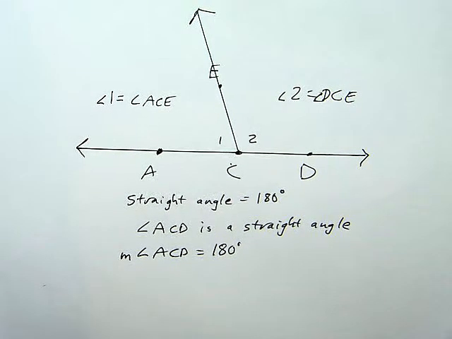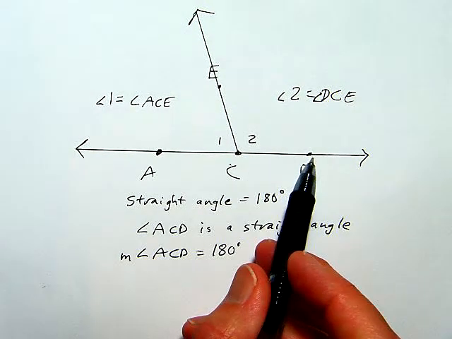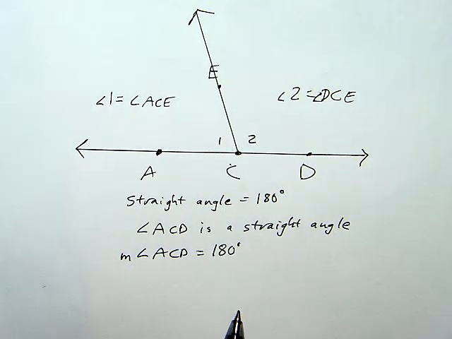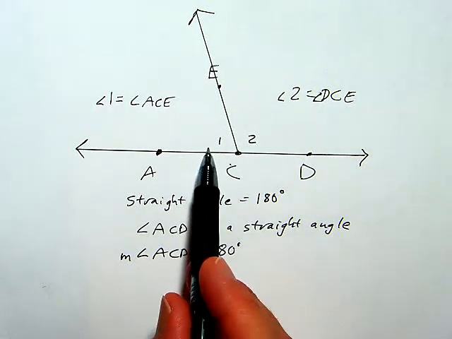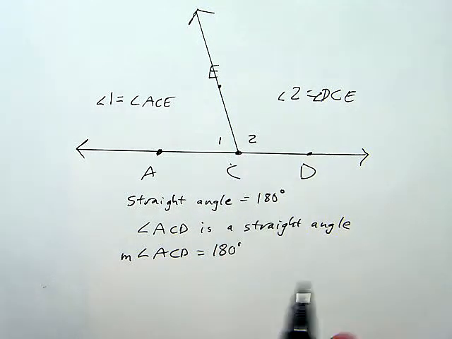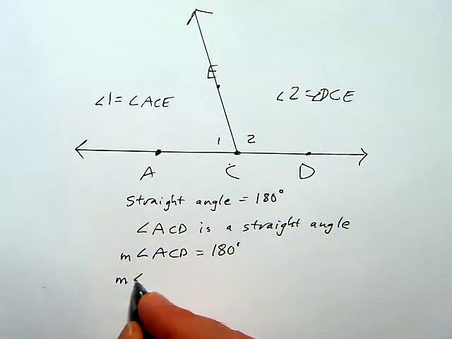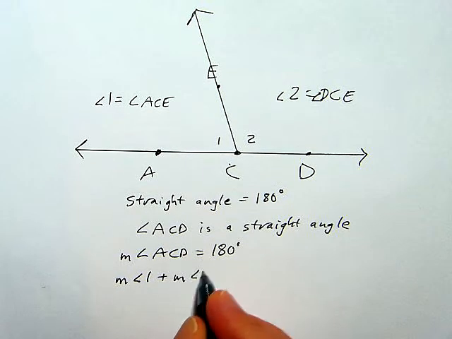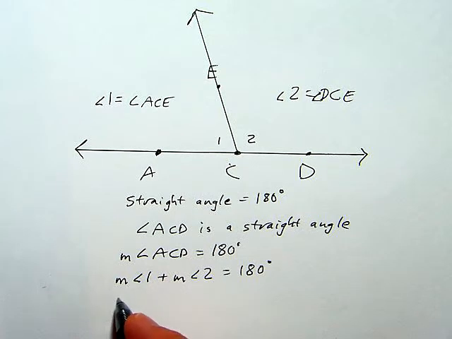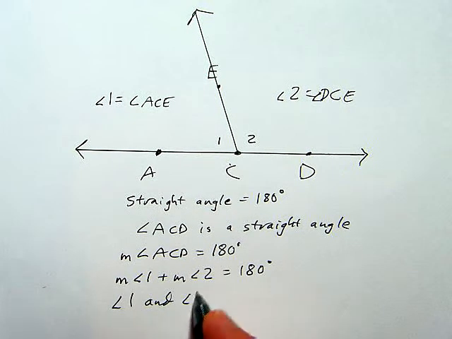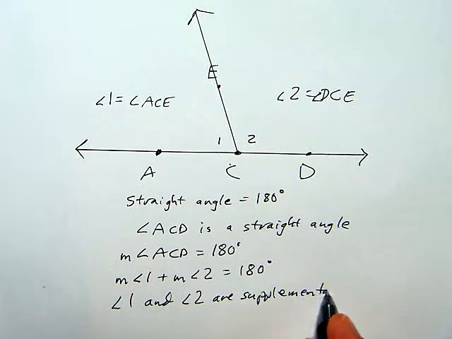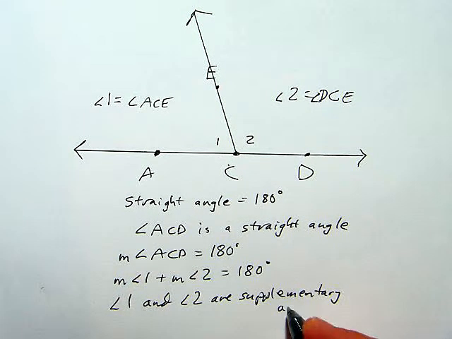So angle ACD is still 180 degrees, but when we created these 2 new angles, we created 2 supplementary angles. The sum of the measure of angle 1 plus angle 2 is obviously also going to be equal to 180 degrees. So we can say that the measure of angle 1 plus the measure of angle 2 equals 180 degrees. Or we can also say that angle 1 and angle 2 are supplementary to each other, or we can just say they are supplementary angles.